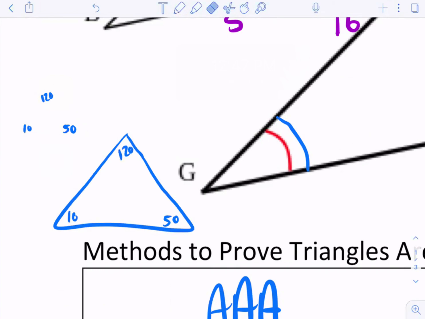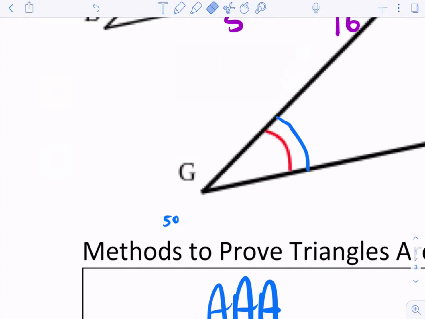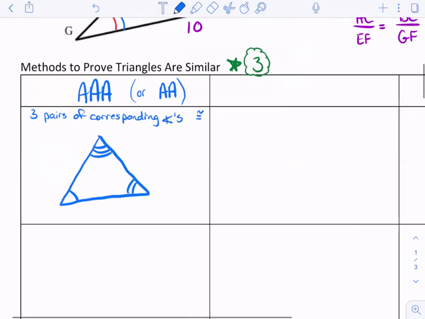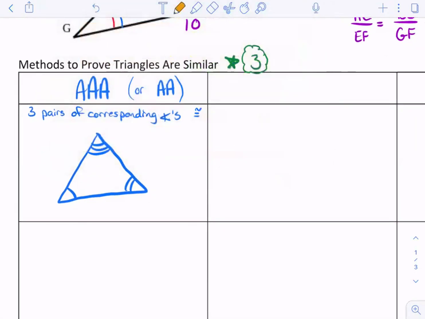So that's why sometimes you'll see that instead of angle, angle, angle, this is the only time that you can just have 2 pieces of evidence, which is just 2 angles, because the 3rd is already then known. The next method to prove triangles similar is called side-side-side similarity.